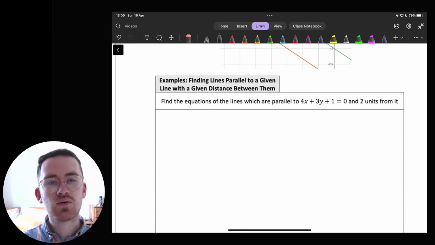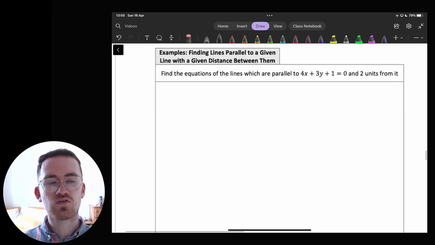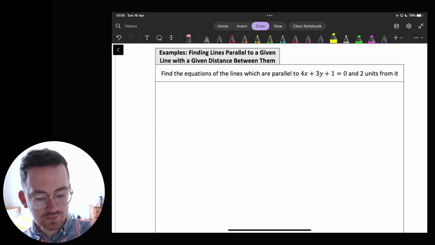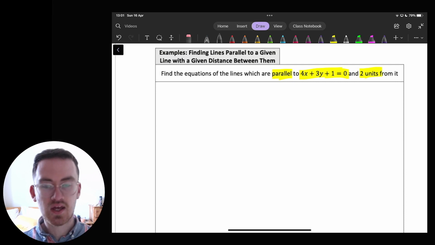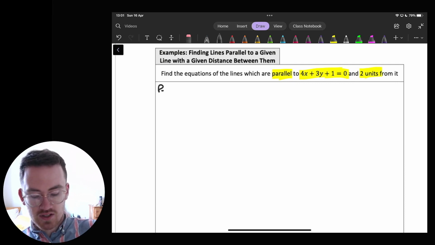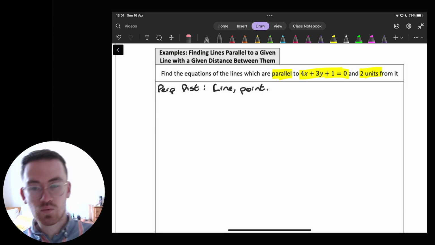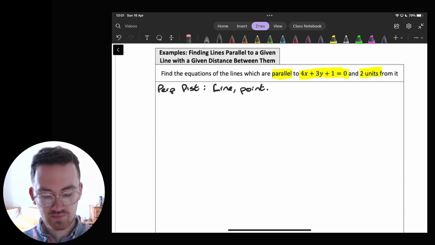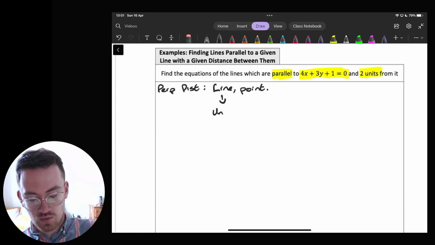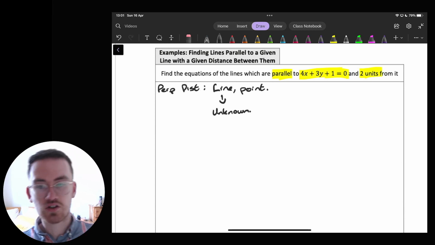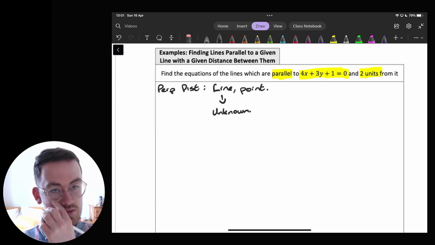So we're asked to find the equations of the lines which are parallel to 4x plus 3y plus 1 equals 0 and 2 units from it. So parallel to this line and 2 units away. If we want to use my perpendicular distance formula, we need a line and we need a point. Now we're trying to find the equation of a line, so let's let this be the unknown. My line is going to be the thing that I'm looking for, the thing that I don't know, because that's what the question has asked me to find: the equations of two lines.